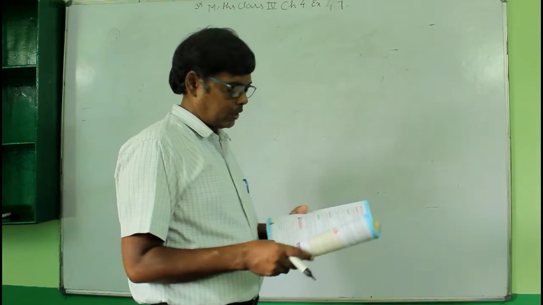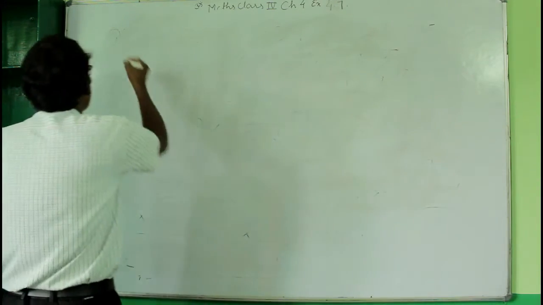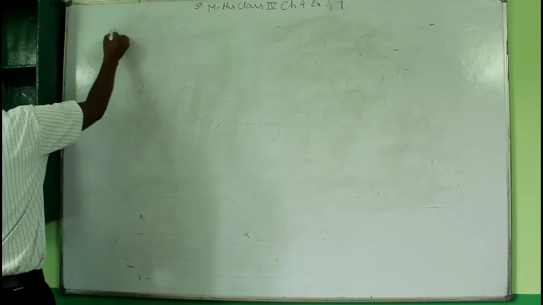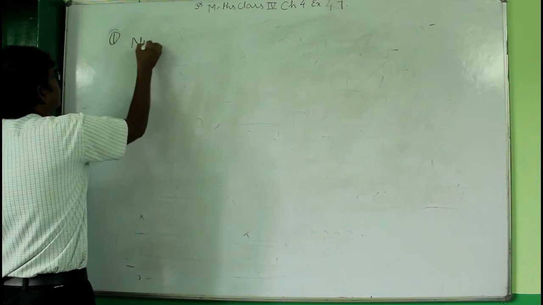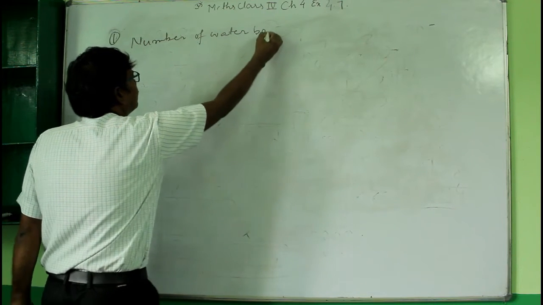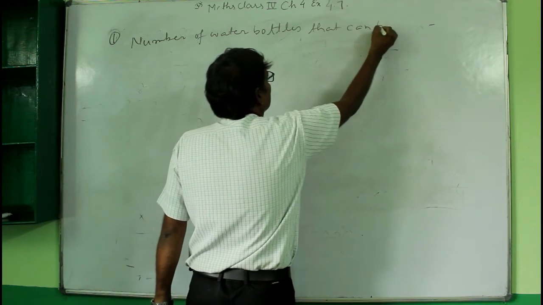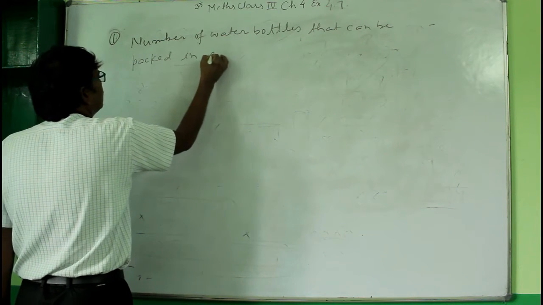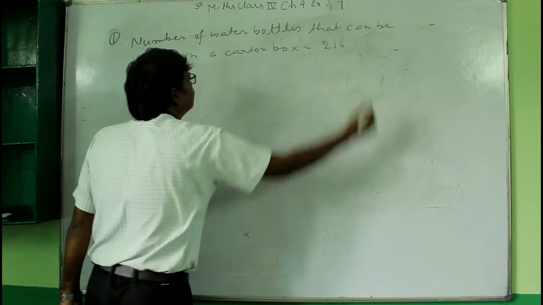So in this we actually have to multiply. So first write the statement. The statement is here: number of water bottles that can be packed in a carton box equal to 216.